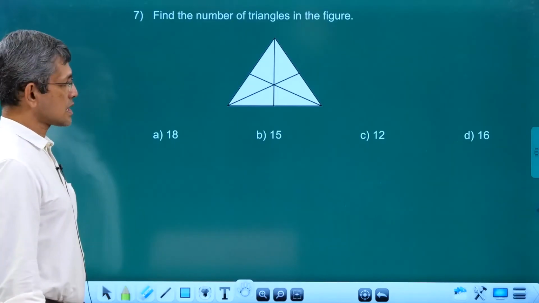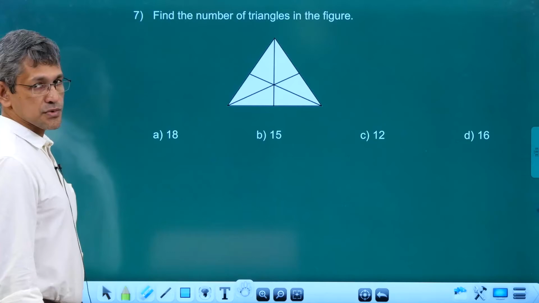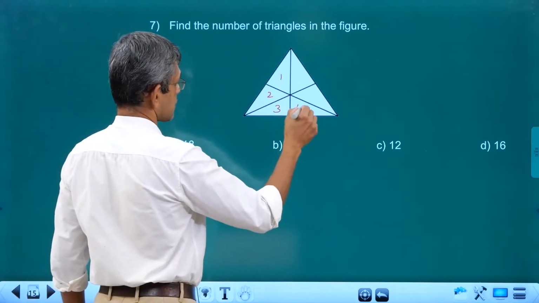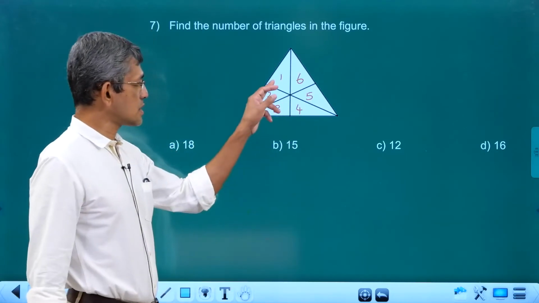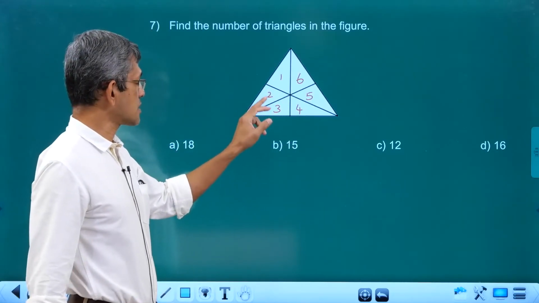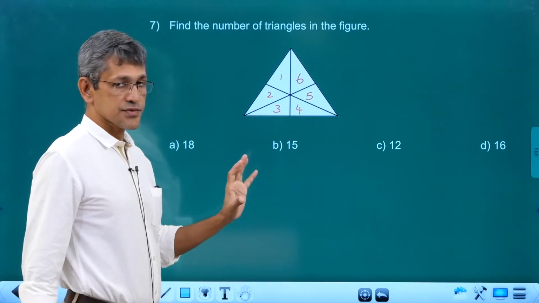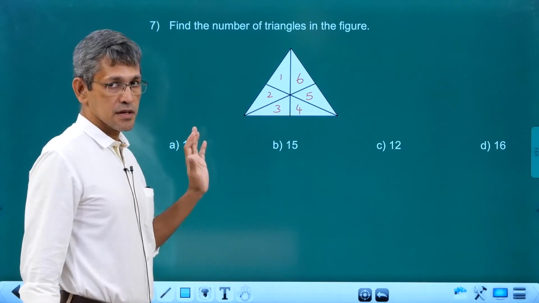Look at this kind of question. What kind of method can be used here? Let me mark it as 1, 2, 3, 4, 5, 6. So 6 triangles are here. Each one is a triangle. This one is a triangle, this one, and this one as well. So we have 6 triangles. The question is, what's the total number of triangles we have here?